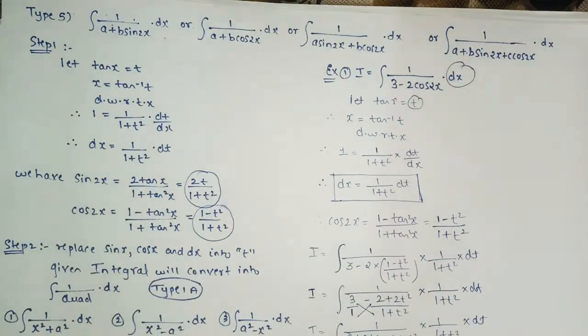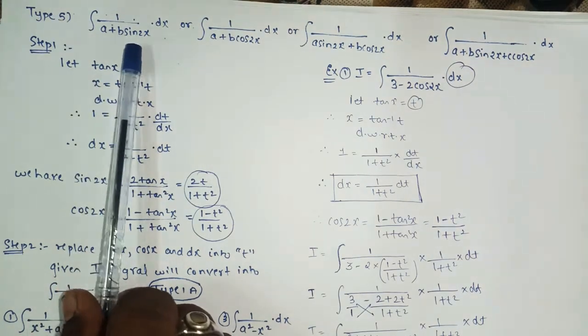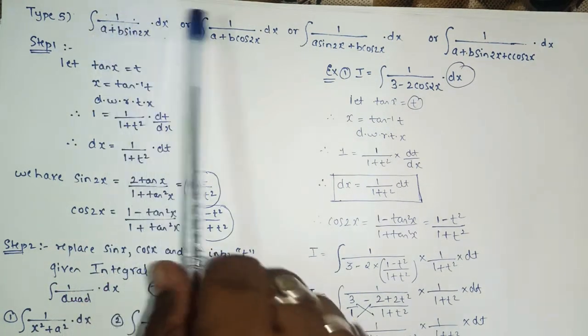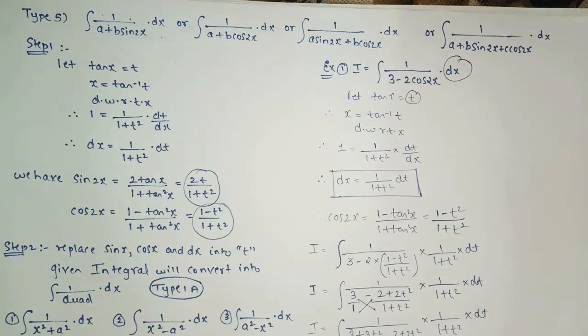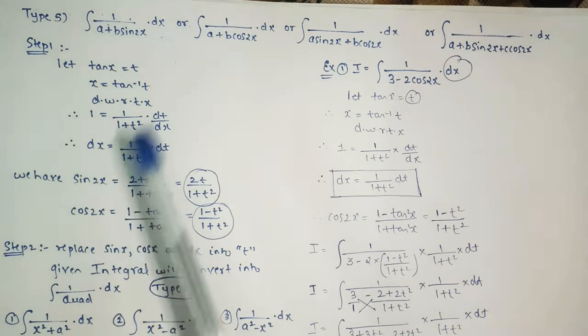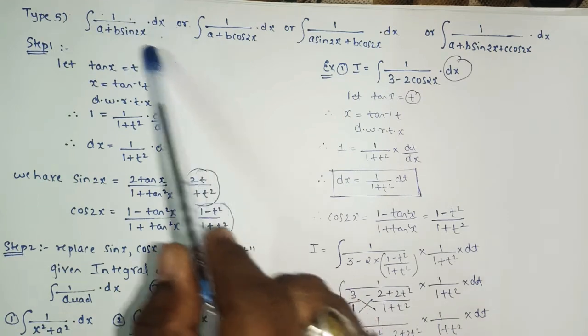Type number 5, first example. So what is type number 5? Type number 5 will be sin 2x and cos 2x. In type number 4 it was sin x and cos x. Here the difference is that sin x and cos x will be replaced by sin 2x and cos 2x, and the change is what?